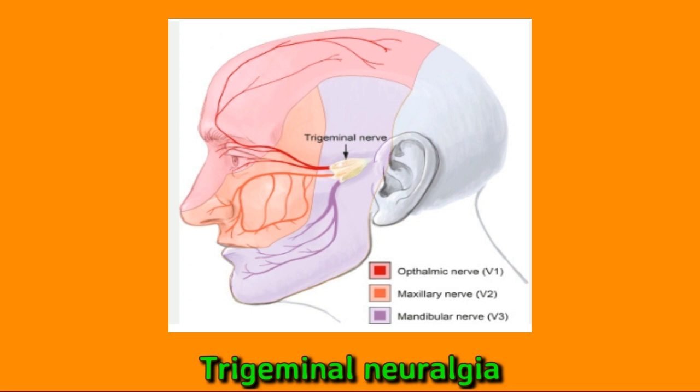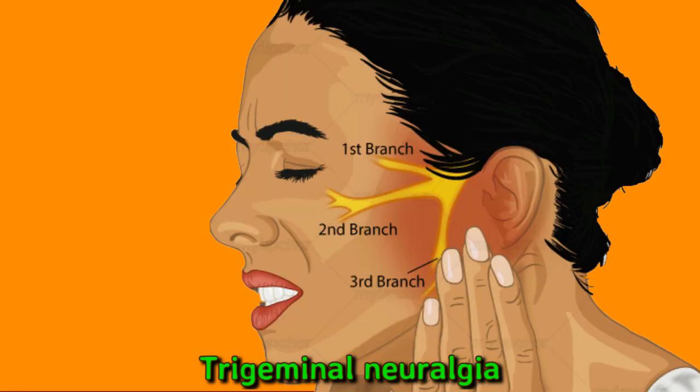How common is trigeminal neuralgia? The incidence of trigeminal neuralgia is approximately 12 per 1 lakh people per year. Trigeminal neuralgia occurs more frequently in people over the age of 50 and in women.